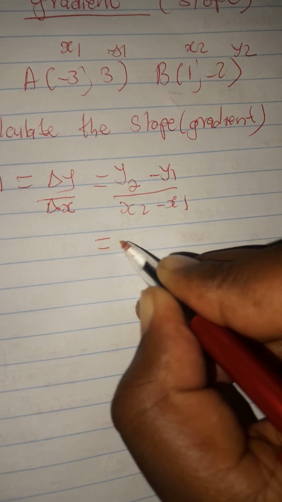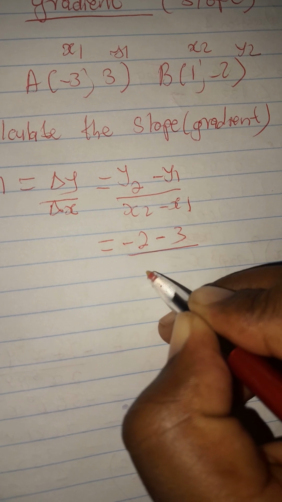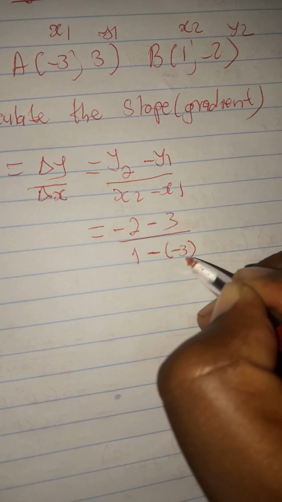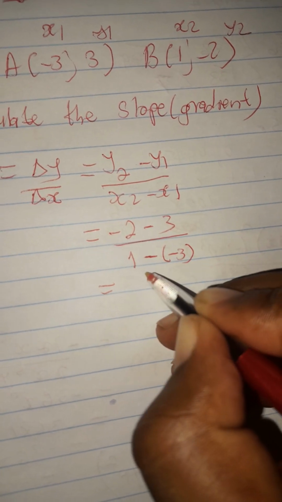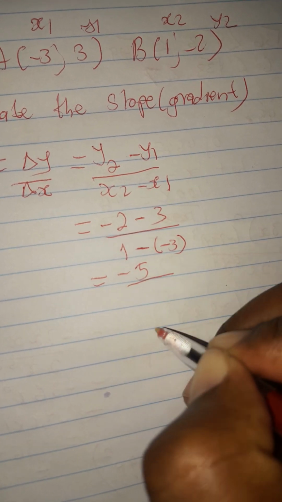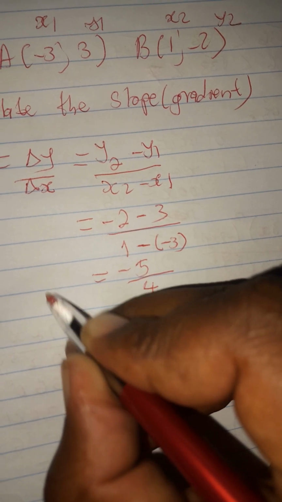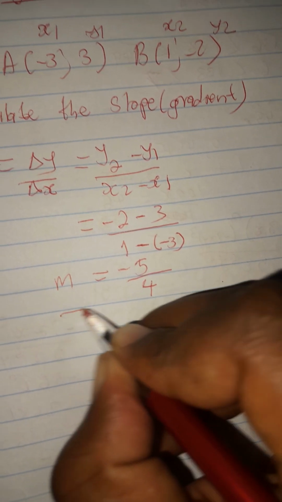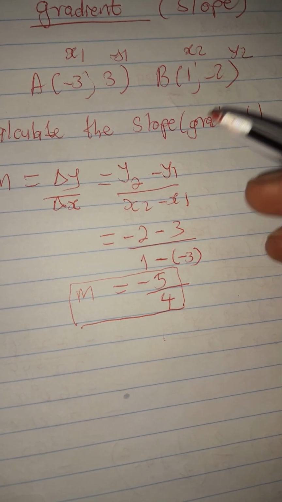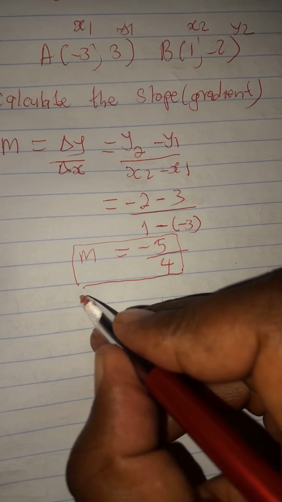So what is your y2 there? That's -2. What is y1? That's 3. What is x2? That's 1. What is x1? That's -3. So what is -2 minus 3? That's -5. Negative and negative is positive, so 1 plus 3 is 4. In other words, the gradient of AB is -5 over 4.